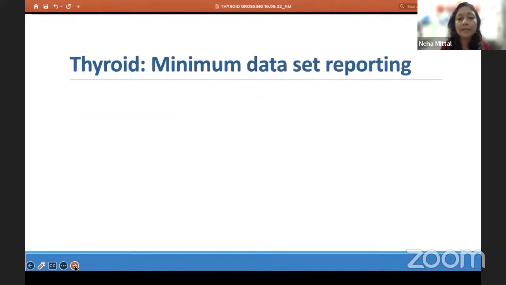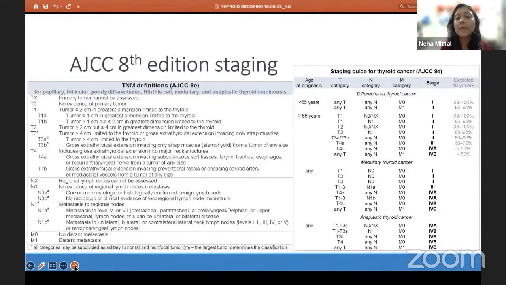Coming to minimum data set reporting of thyroid, it is basically a combination of 3 things. The 8th edition AJCC staging protocol, which is the T, N, and M classification. Again, further subdivided, the T and M of the thyroid is dependent on the histological subtype. It is different from papillary, medullary, and anaplastic thyroid cancer. But this is what we take into account when we are reporting the minimal data set.